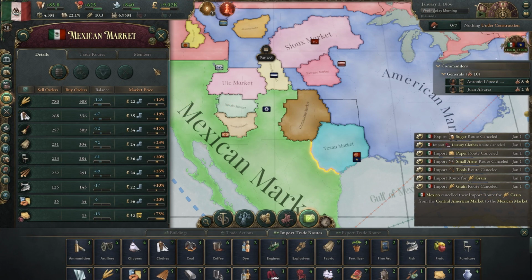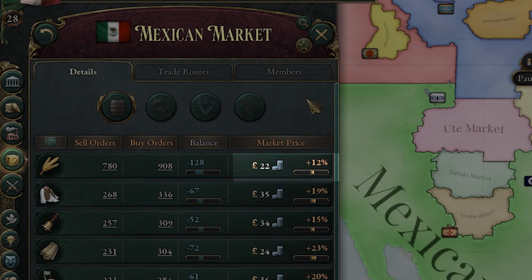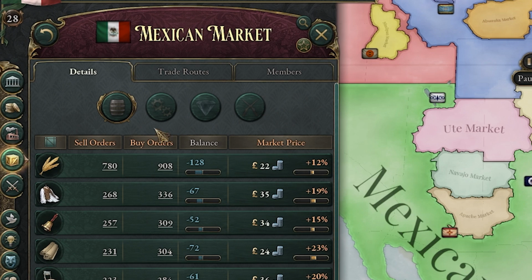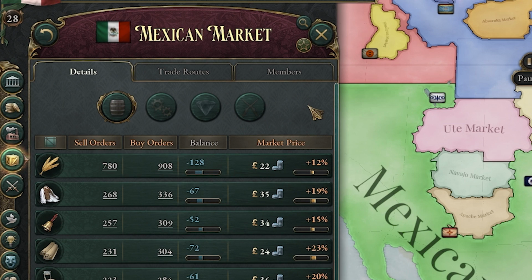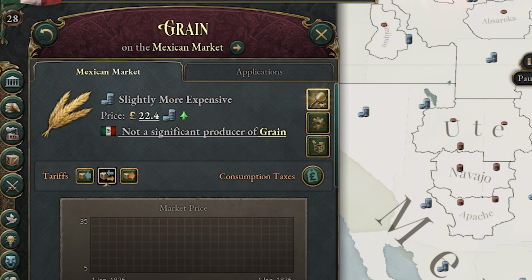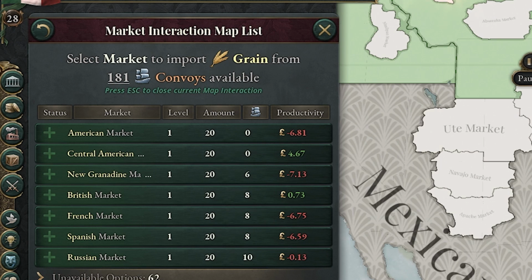Let's continue with our example of grain, but this time in the Mexican market, we're over 12% the base price right now. So we can take a look at the sell orders, which is our supply. We're getting this from subsistence farms and maize farms. So one way to start getting some more sell orders is we go to grain.